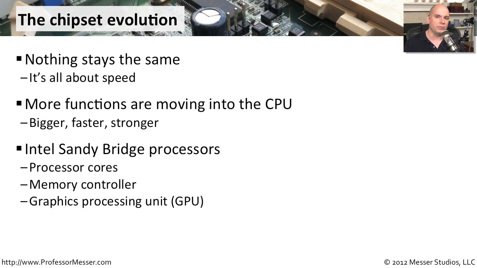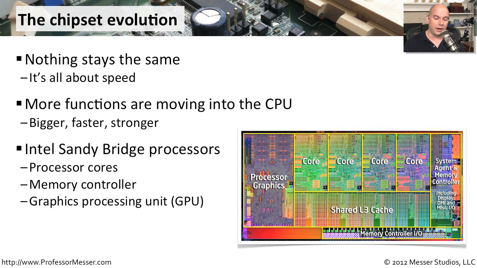If you were to look, in fact, at some of the latest types of CPUs like the Sandy Bridge models from Intel, you'll notice that it has processor cores on it. There's a memory controller, I/O. So this is where our Northbridge used to be. We don't have to have a separate Northbridge chip anymore. That memory controller and the I/O to the memory is right there on the CPU.